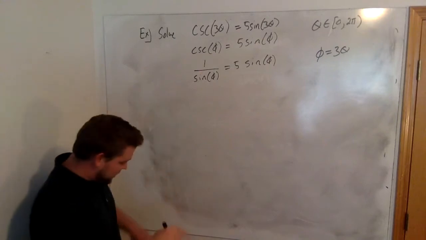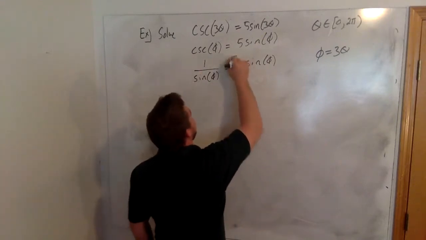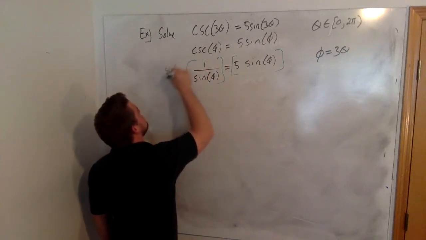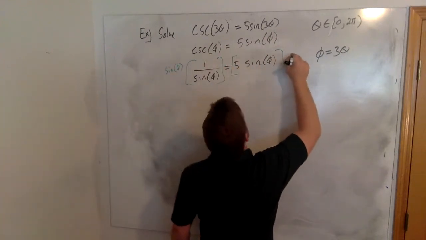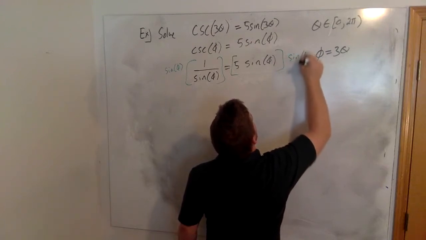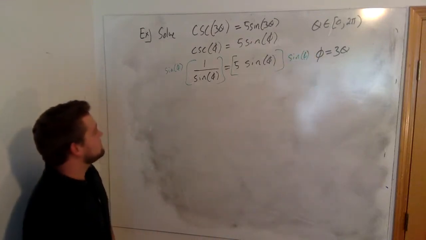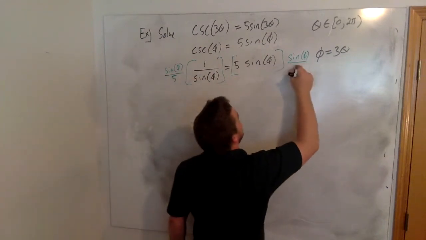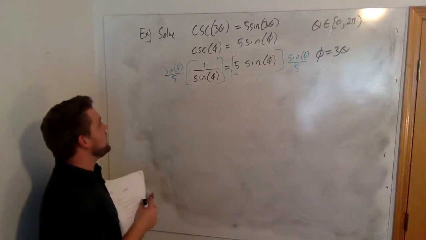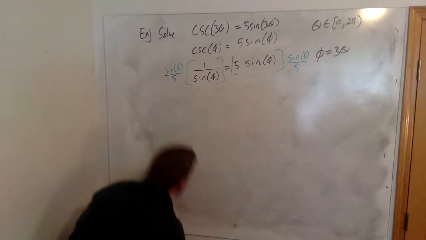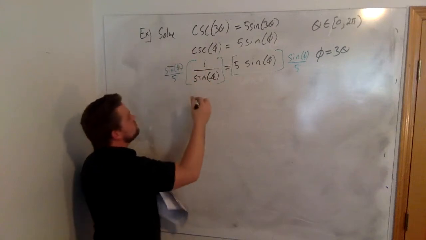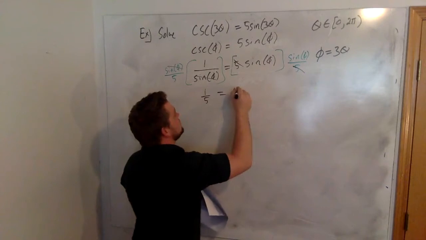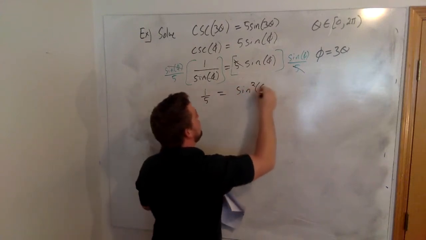Okay. Let's go ahead and multiply both sides by sine of phi. Let's actually multiply both sides by sine of phi over 5. That way, these will cancel. Kind of just doing 2 steps at once. We're going to get 1/5 is going to be equal to sine squared of phi.